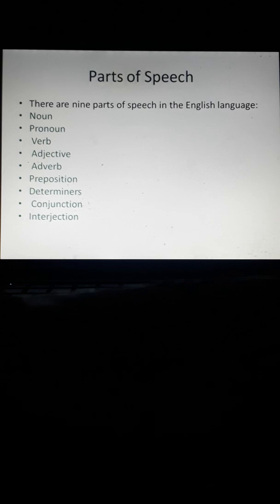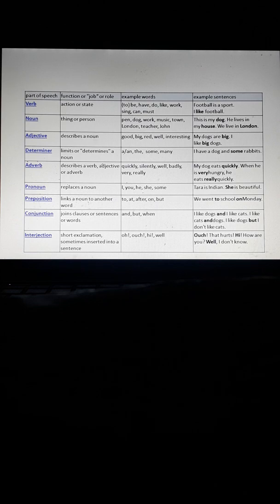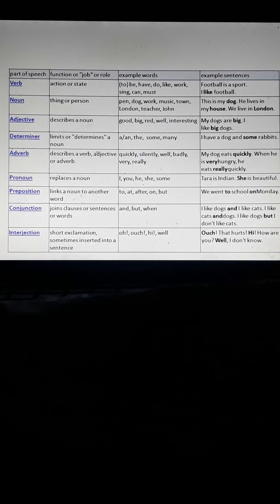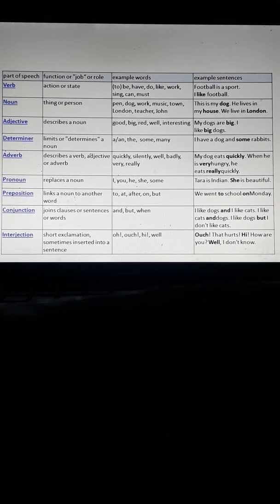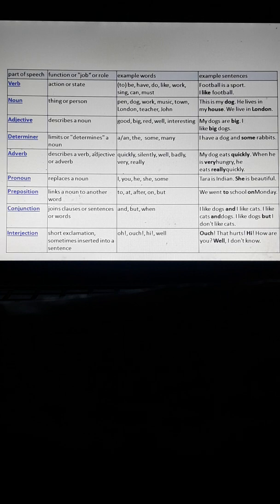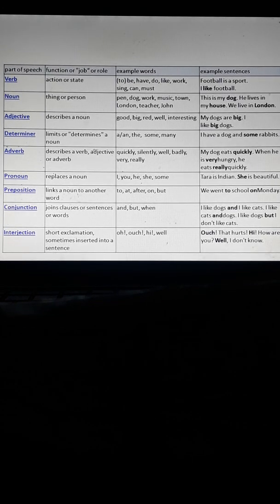So just imagine, all the words which you read in books or find in the dictionary can be broadly categorized into these 9 parts depending upon the role or the function they play in a sentence. This chart shows you the different function or job of each part of speech, such as verb, noun, adjective, and so forth. We all know that the verb tells us about the action or the state in a sentence, and a noun tells about the thing or the person, as you can see in the examples. Football is a sport, and I like football. So here the verb tells us about the action or the state, and the noun tells us about the person or the thing, as we have been studying through our childhood.